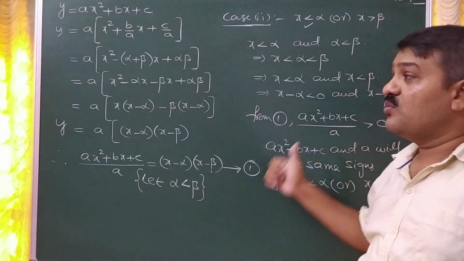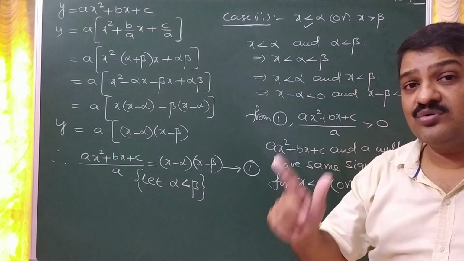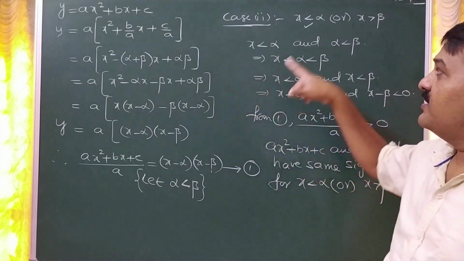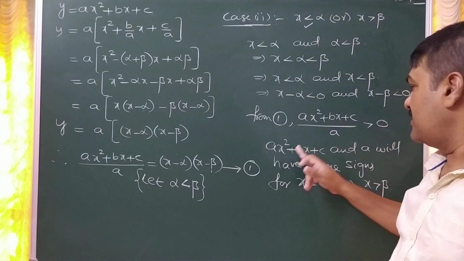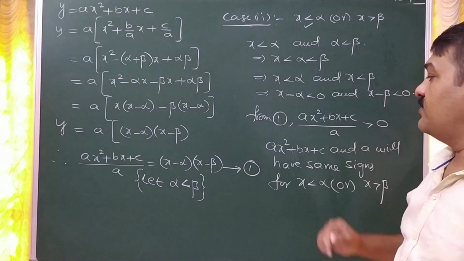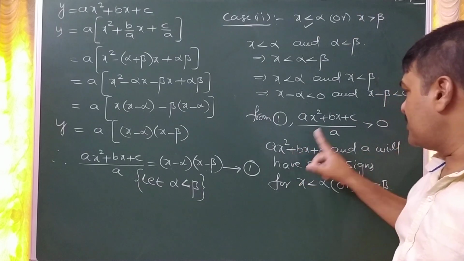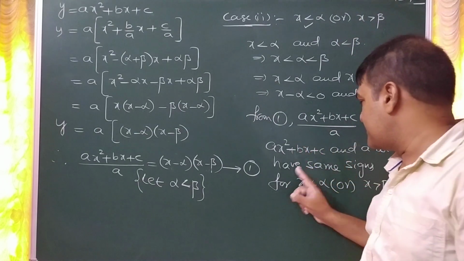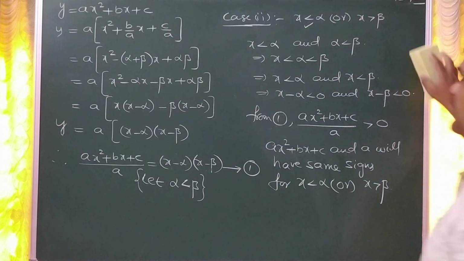So therefore, when delta is greater than 0, when you have two distinct real roots, when you take x between the roots, the expression and the coefficient of x square have opposite signs. When you take x which is not between the roots, the expression and the coefficient of x square will have the same signs. So this is the rule for signs of quadratic expressions.